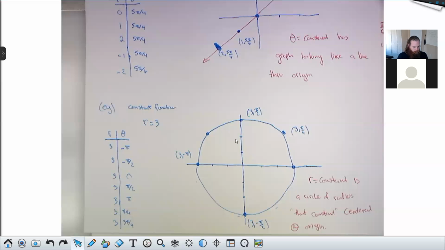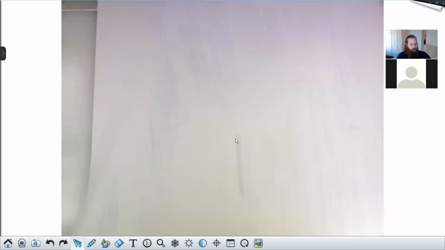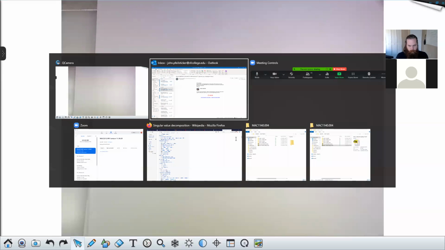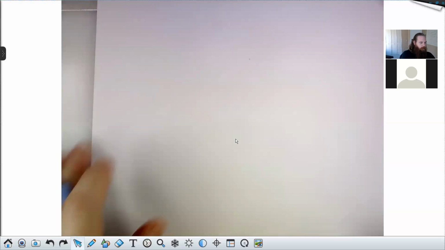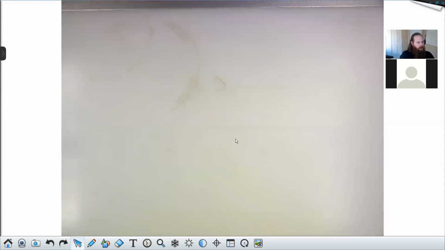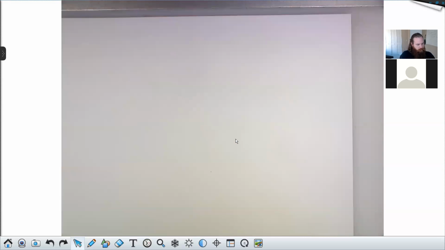Okay, so these are two nice families of functions to look at. r equals a constant and theta equals a constant, but they're not the only ones we want to look at. Indeed, most of the functions we want to play with are a little bit more challenging. So before I let you guys go today, I need you to start trying to grapple with this challenge. Here's the new challenge.